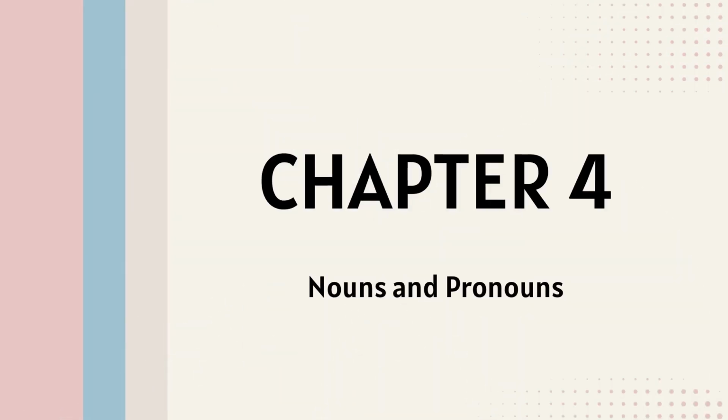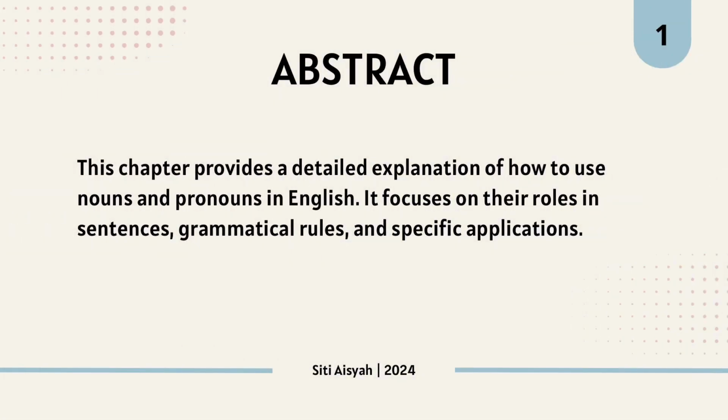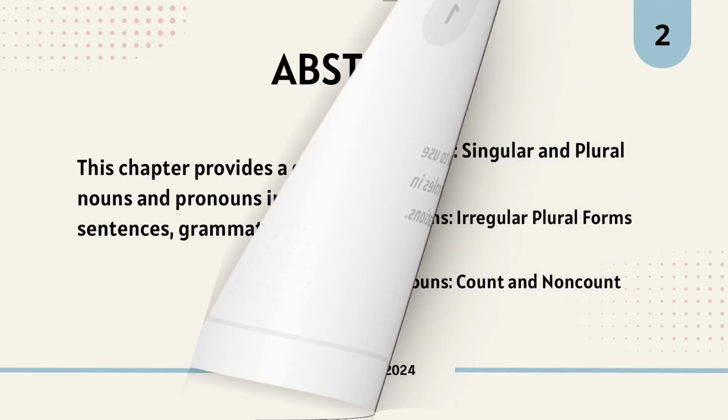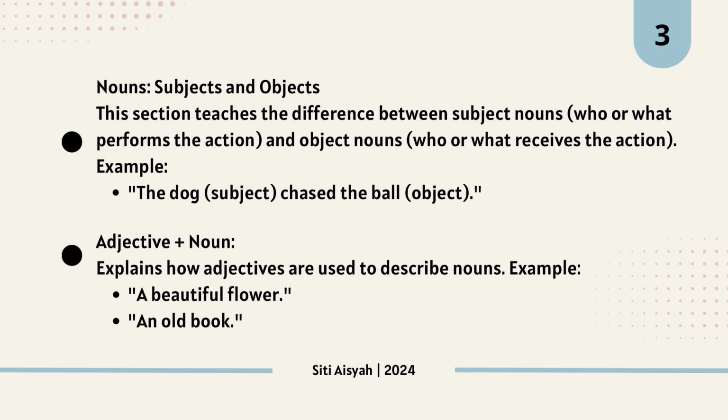Chapter 4, Nouns and Pronouns. This chapter provides a detailed explanation of how to use nouns and pronouns in English. This section teaches the difference between subject nouns, who or what performs the action, and object nouns, who or what receives the action. Example, the dog is the subject, and the ball is the object.